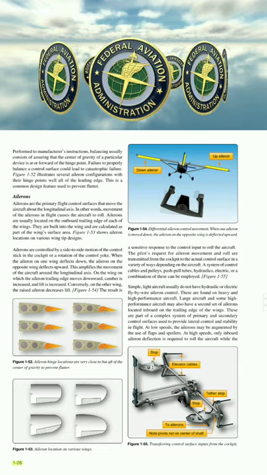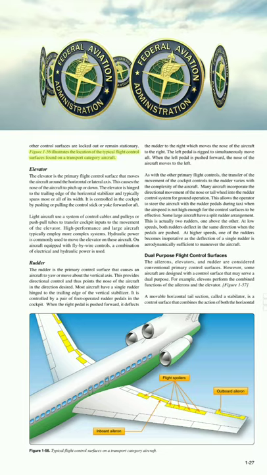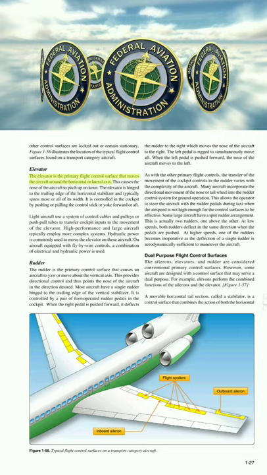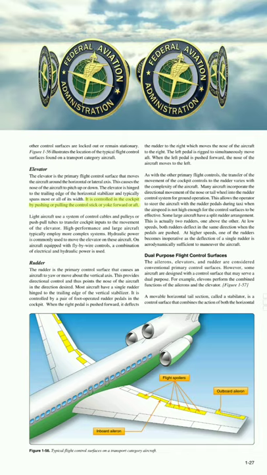Figure 156 illustrates the location of the typical flight control surfaces found on the transport category aircraft. Elevator. The elevator is the primary flight control surface that moves the aircraft around the horizontal or lateral axis. This causes the nose of the aircraft to pitch up or down. The elevator is hinged to the trailing edge of the horizontal stabilizer and typically spans most or all of its width. It is controlled in the cockpit by pushing or pulling the control stick or yoke forward or aft.